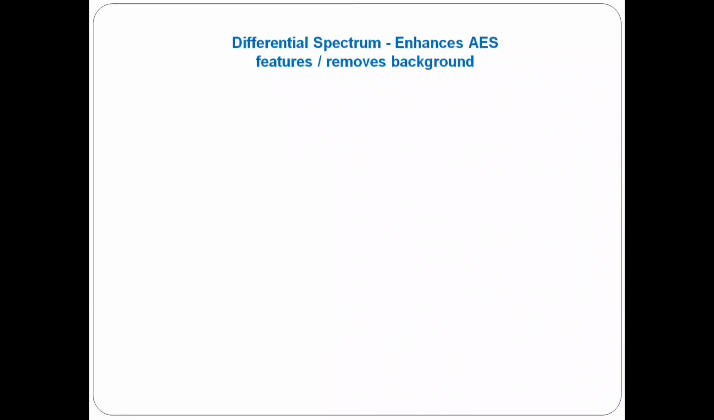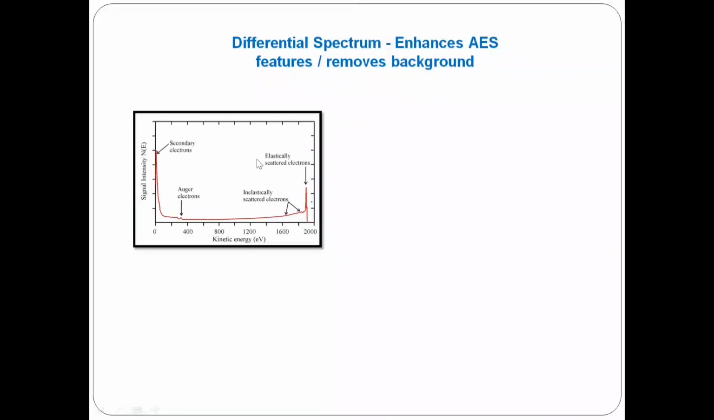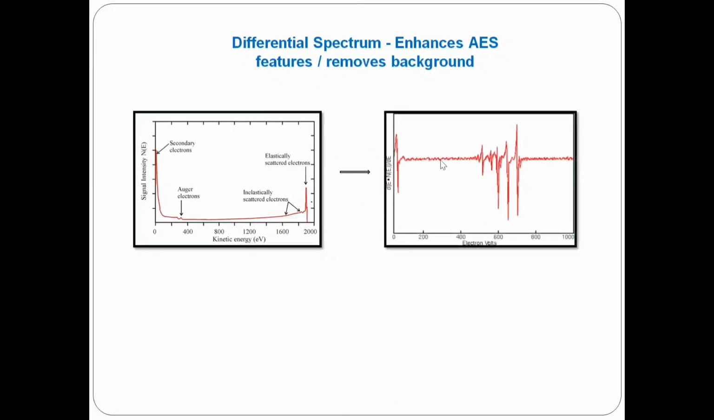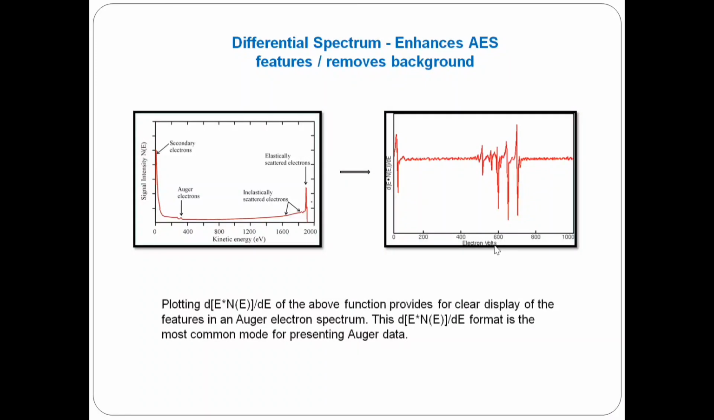Here is the differential spectrum. It is the direct spectrum of AES converted into a differential spectrum, which is plotted between the differential of the electron signal and the electron volt, that is energy. It provides clear information about the Auger electron spectrum, as it gives a sharp peak which is easy to understand.